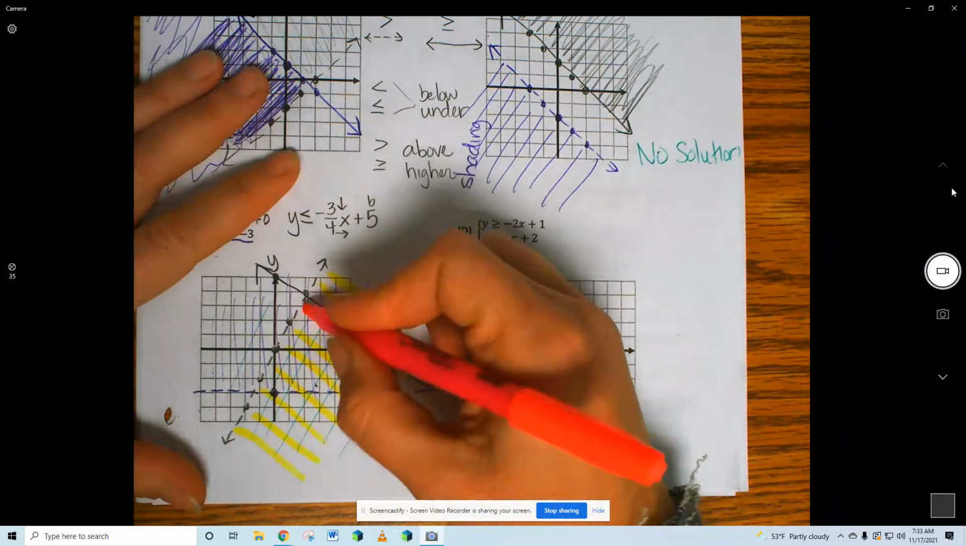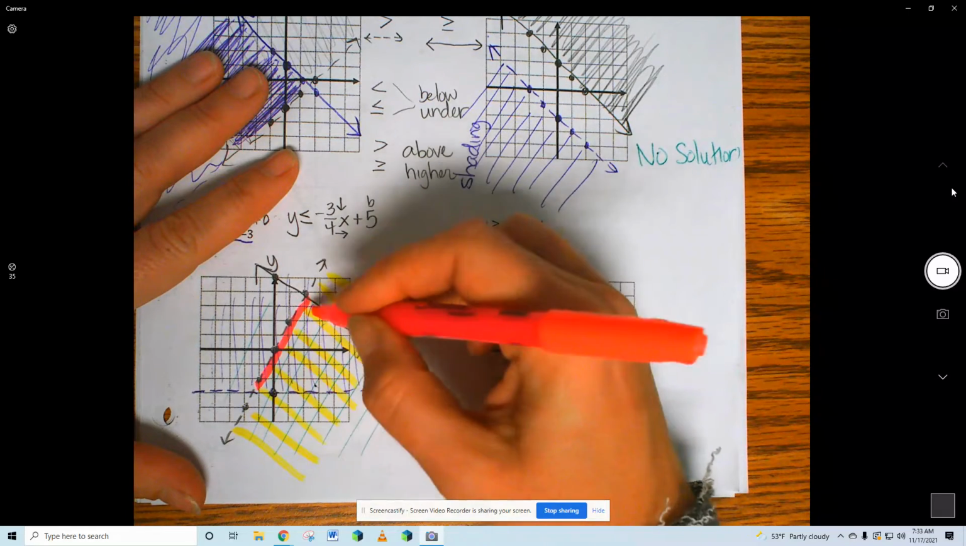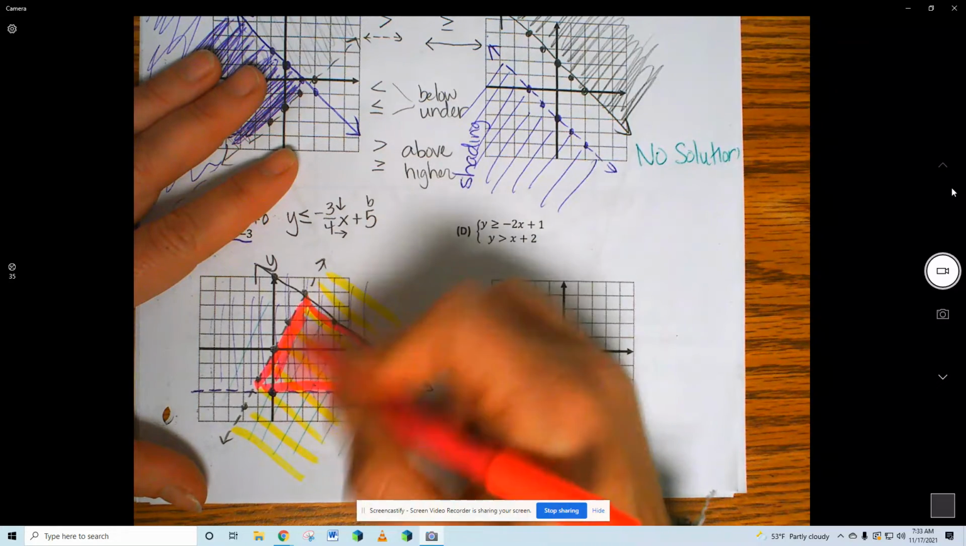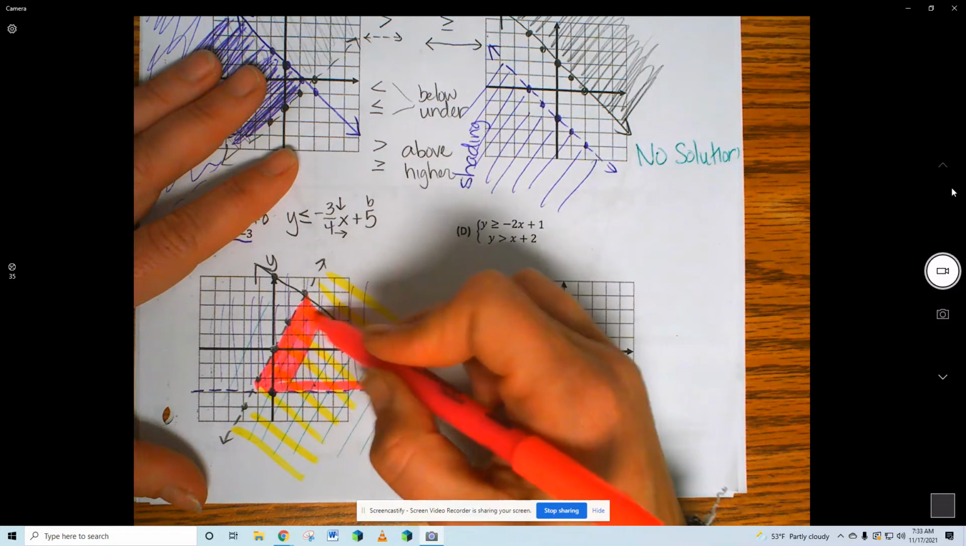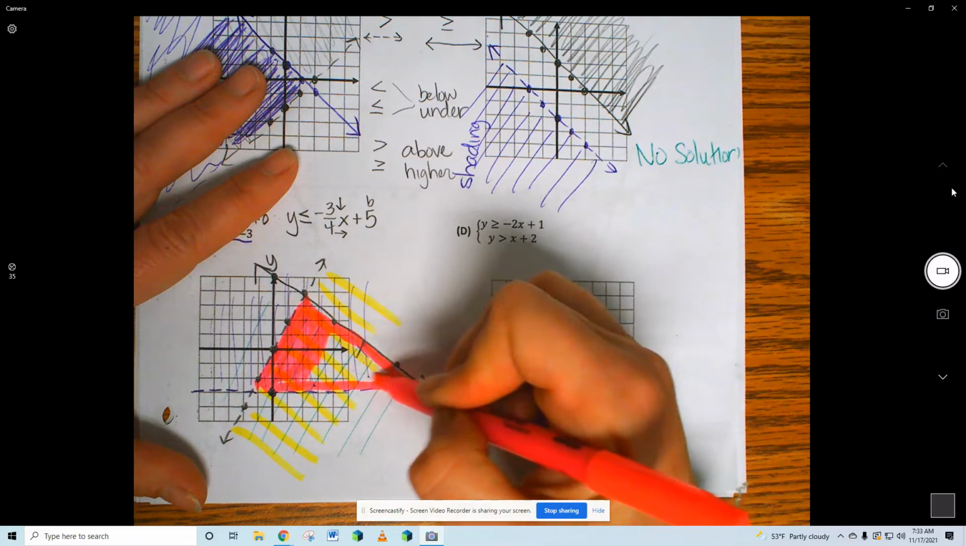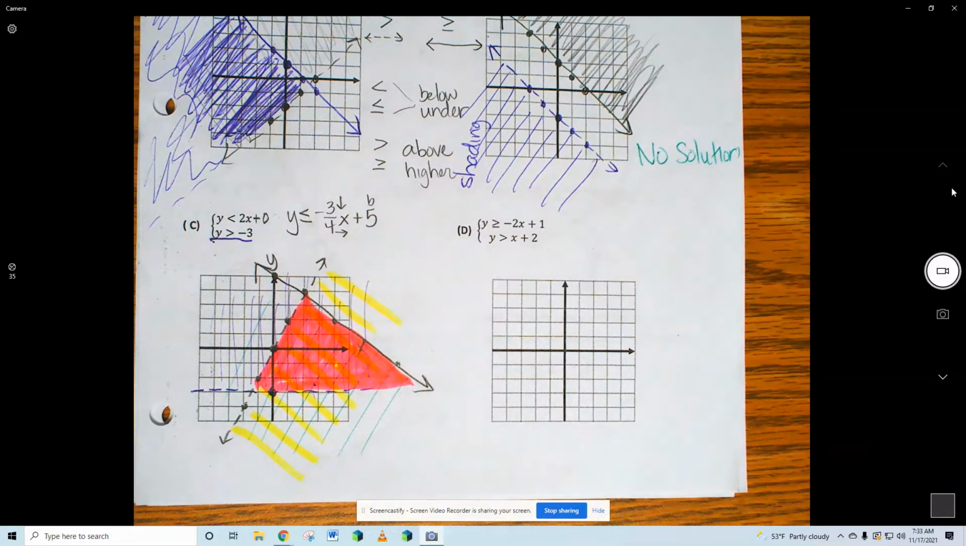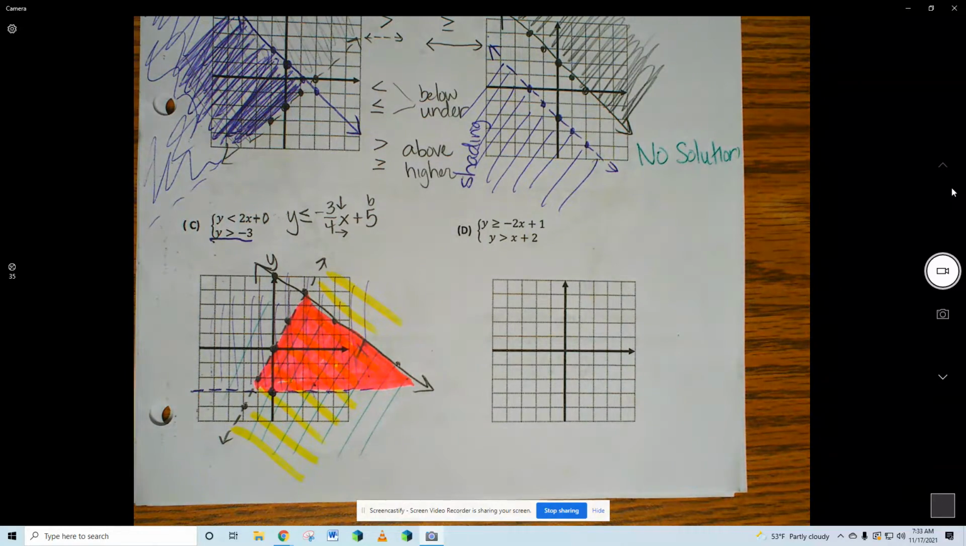Do you all see how it makes this beautiful triangular shape? So this is perfectly shading, where it's dark and bold. Every single ordered pair within this triangle is a solution. Only. Now the dotted lines, the ordered pairs on the dotted lines, those are not included. The ordered pairs on the solid lines, those are included. Okay.